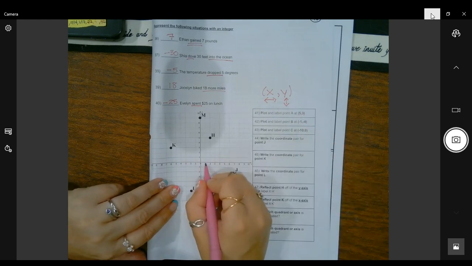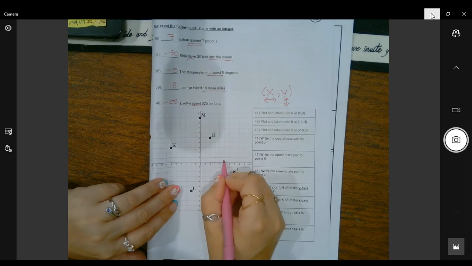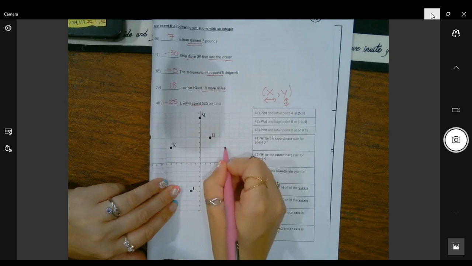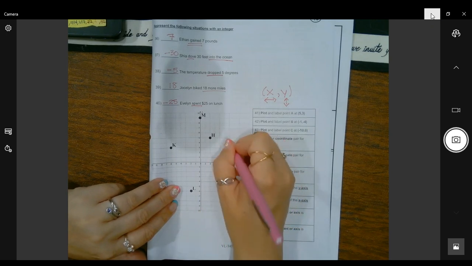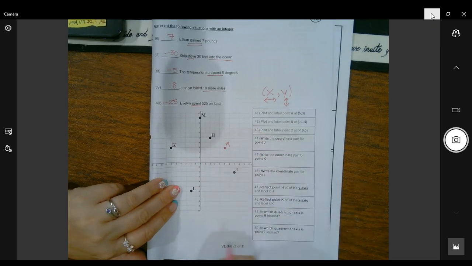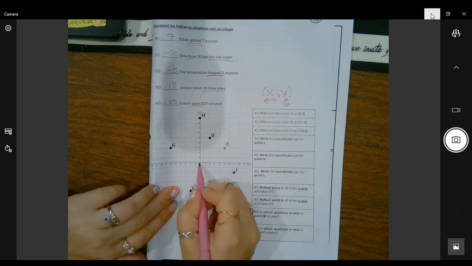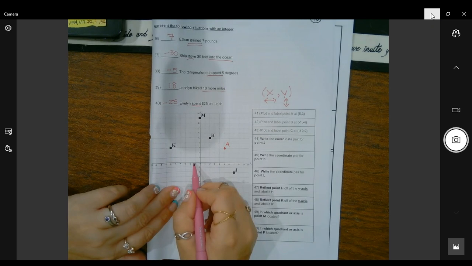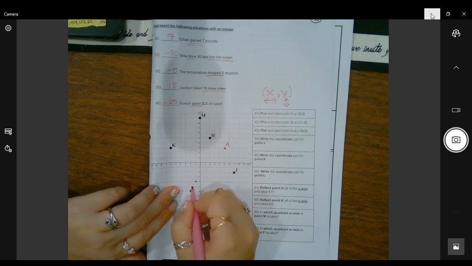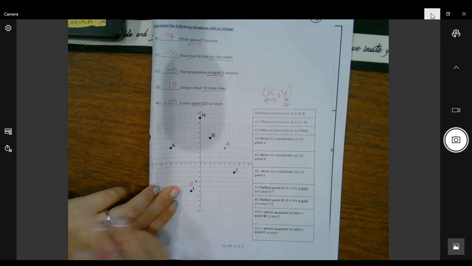So I'm going to go 1, 2, 3, 4, 5 to the right, and then 1, 2, 3 up, draw a dot, and I'm going to label that point A. Okay. The next one, 42, says label it -1, -4. So which direction should you move 1? Left 1, and then which direction 4? Yes, down 4. So hopefully you put point B right there.